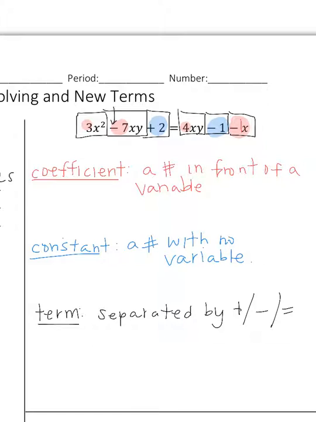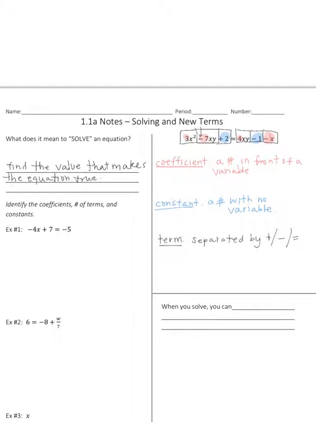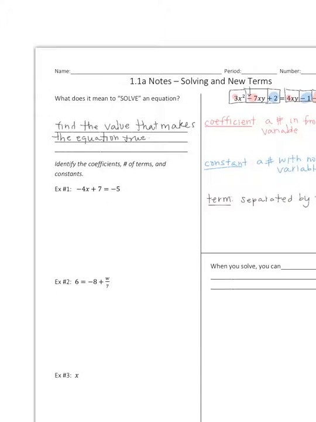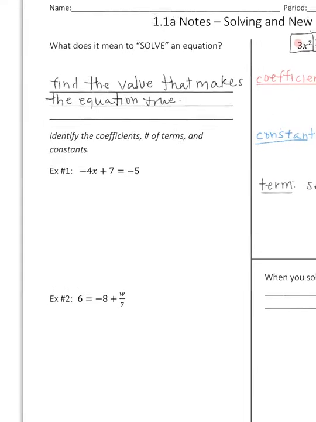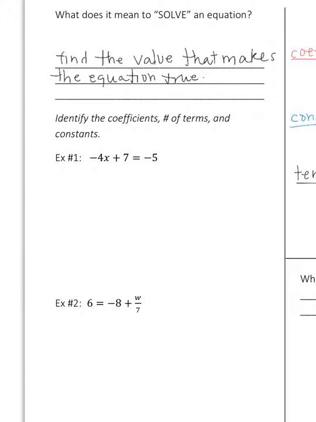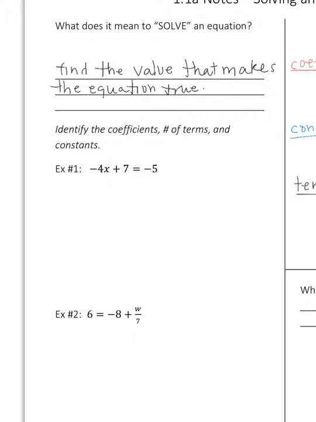So, knowing what you know now about those things, what a coefficient is, a constant is, and a term, let's go over to these examples right here and identify all those things. So the number of terms, and the coefficients, and the constants. So, first of all, let's do this. So let's write down terms, okay, and we're going to list how many terms there are, and I'm going to draw around them again.